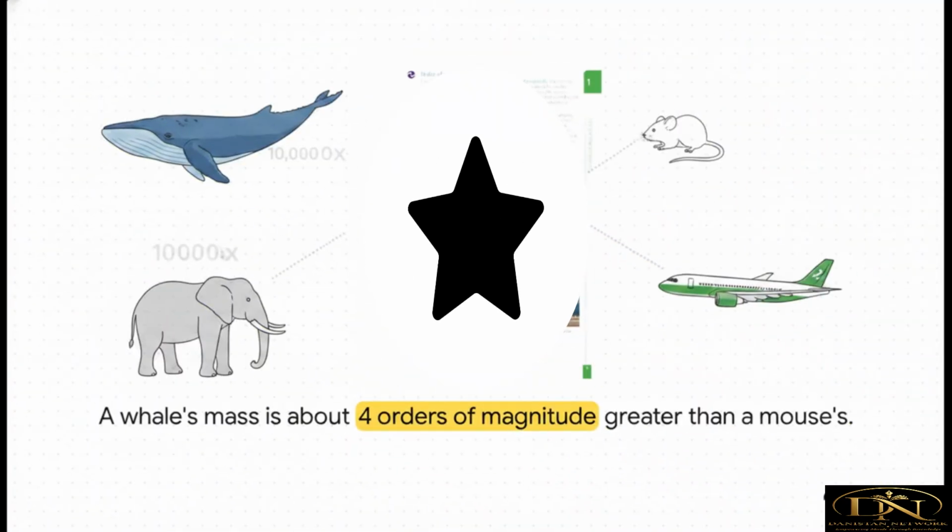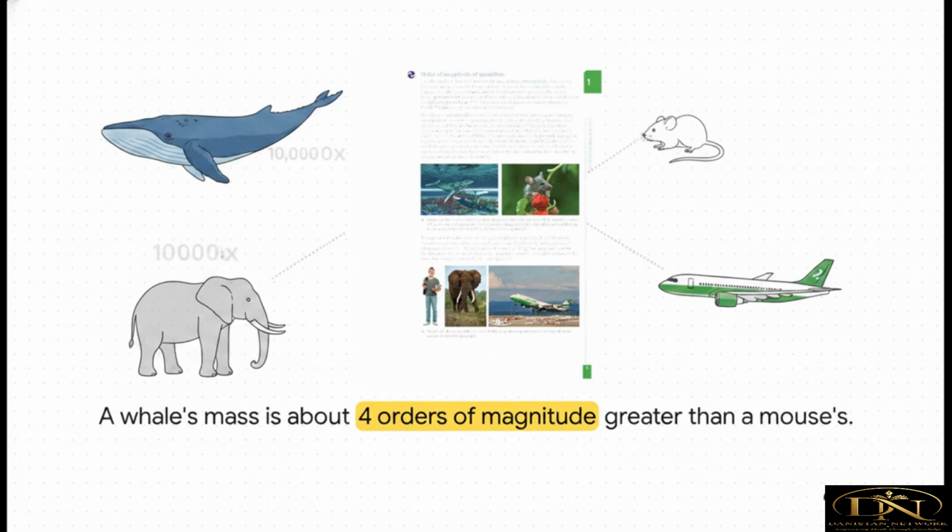And this slide just makes it so clear, right? A whale next to a mouse. We know one is bigger, obviously, but how much bigger? Using orders of magnitude, we can actually put a number on it. A whale's mass is roughly 10,000 times greater than a mouse's. That's a difference of 4 orders of magnitude. See, it gives you a real concrete sense of that massive difference in scale.